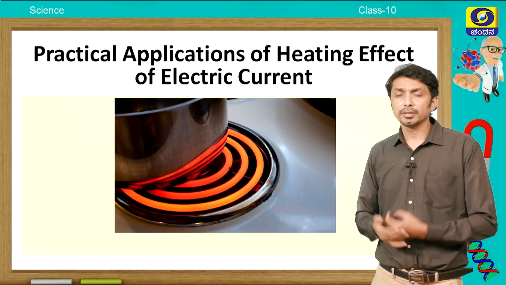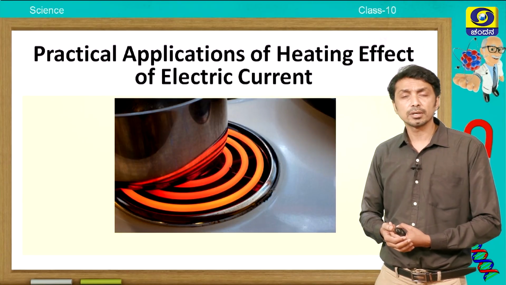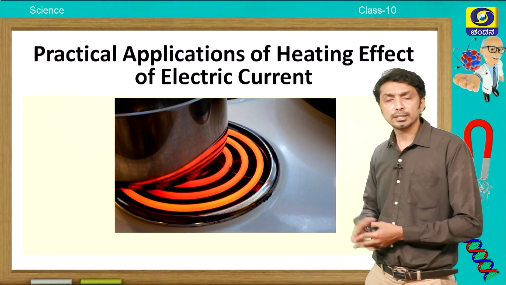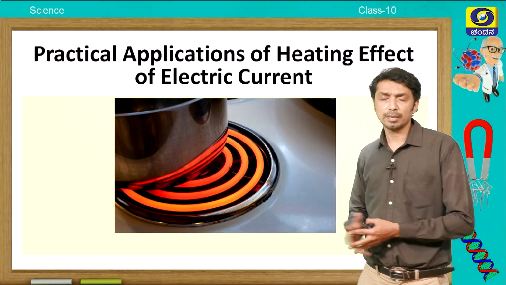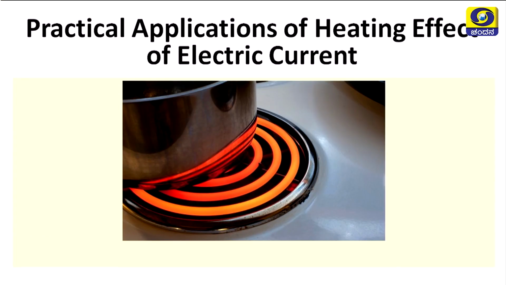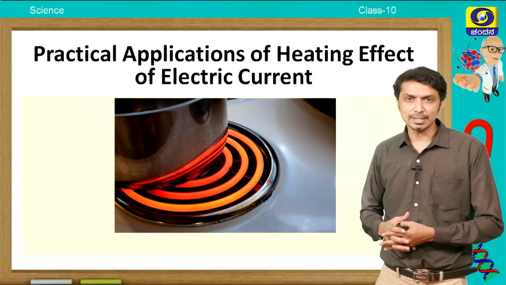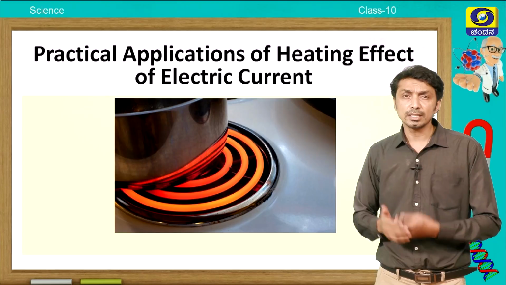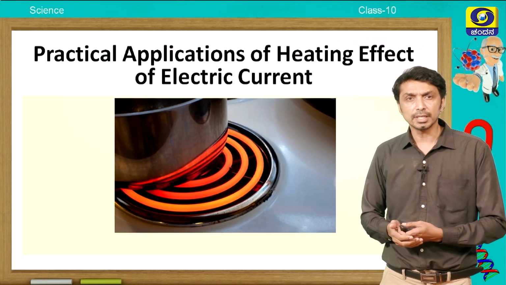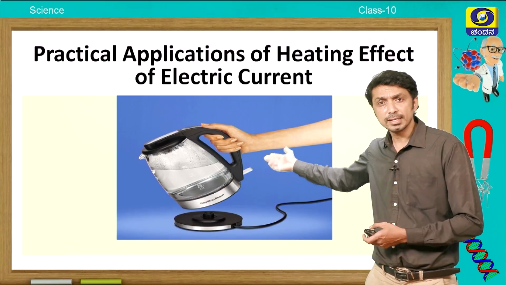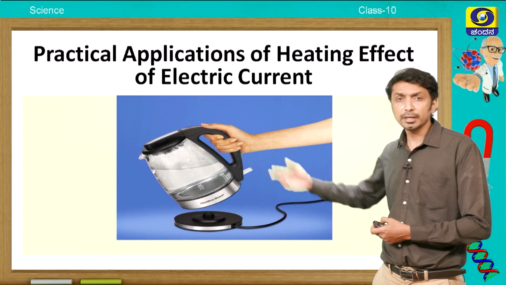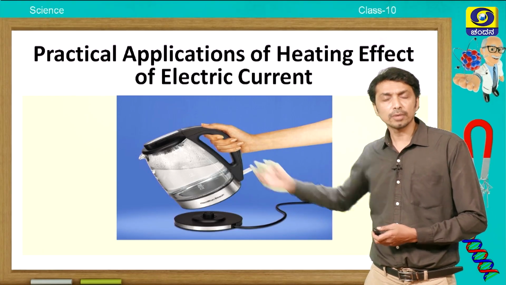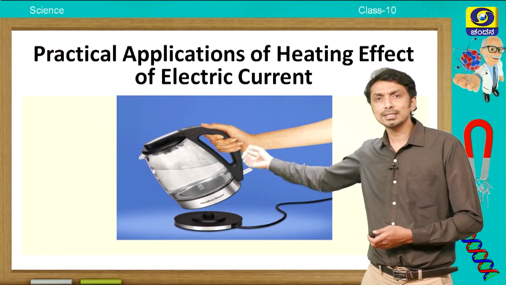So, these are the practical applications of Joule's law of heating, or the heating effect of electric current. The reason these appliances produce higher temperature is their resistances. We use such conductors where the resistance is high to produce more heat energy. And what is this? This is an electric kettle. Again, here it uses electrical energy to produce more heat because its resistance is higher.